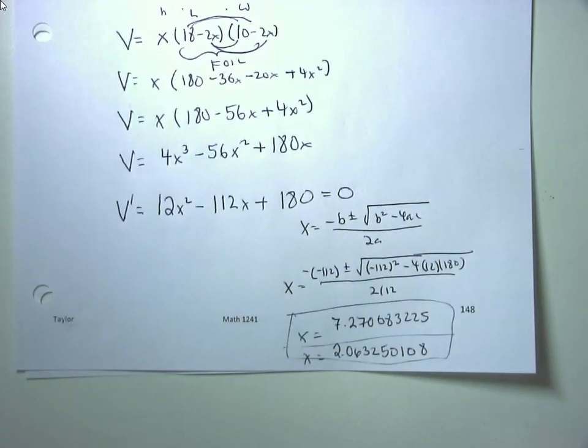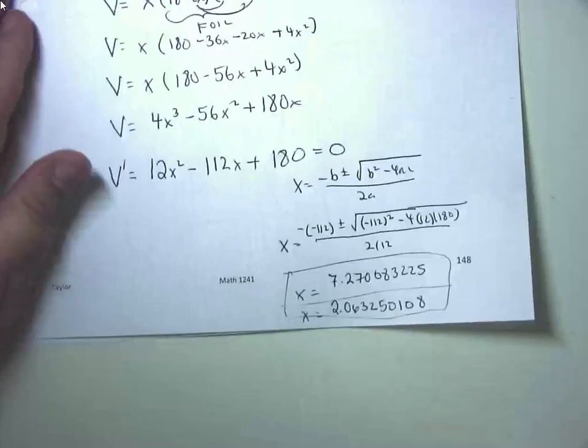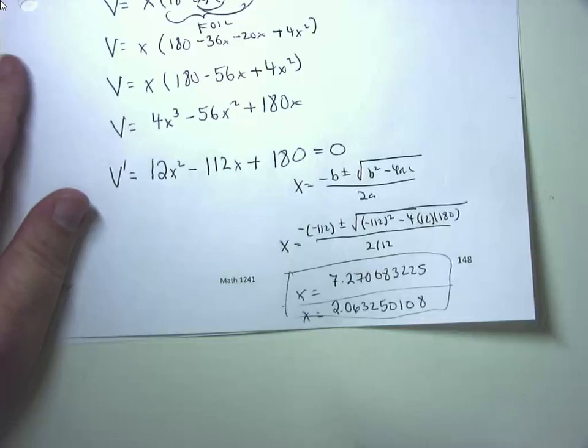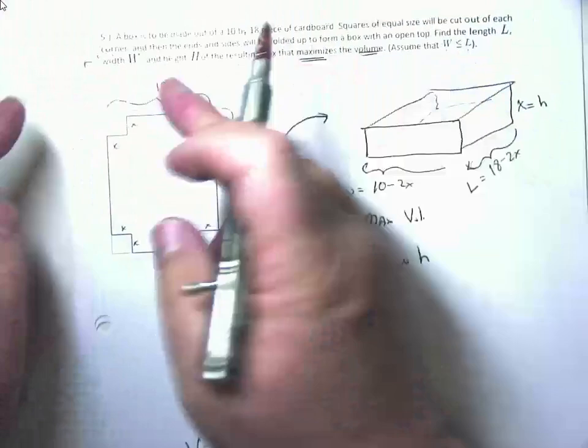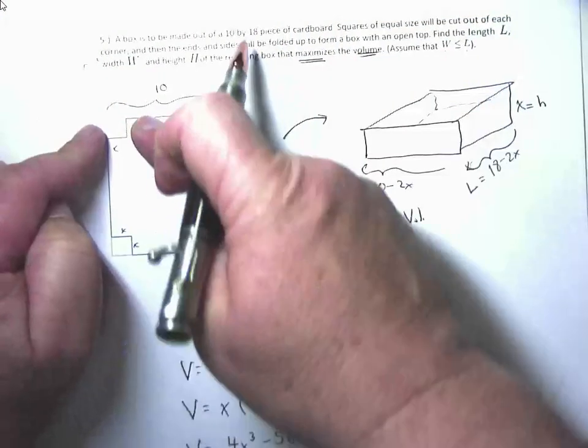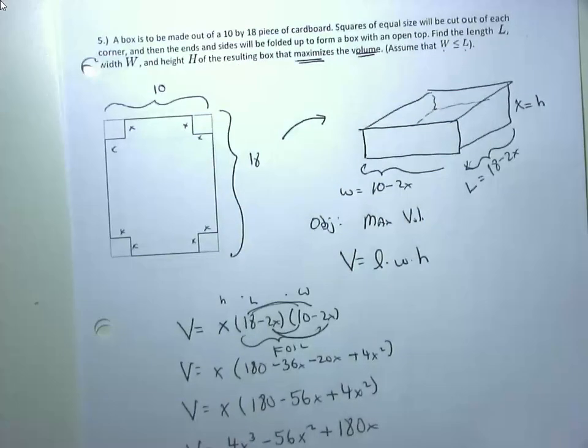What did x represent? Go back and think about the problem. This is that part 5. Answer the question. What did x represent? x represented the amount that I removed. I got 2 options, 7.27 inches or 2.06 inches. Now the darn thing's only 10 inches wide. And if I take an x of 7.27 inches on one side and 7.27 inches on the other side, I've done Star Trek stuff because I've imploded and actually taken away more than I actually started with. Does that make sense?